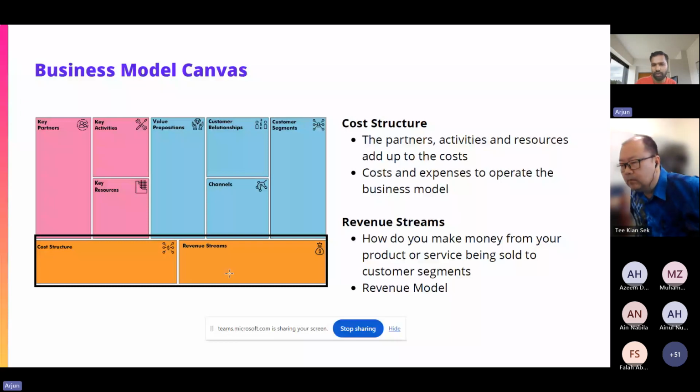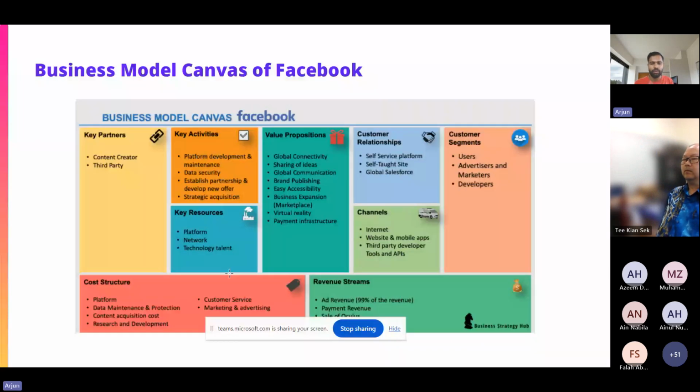Now let's have a look at the business model canvas of Facebook for a quick example. Maybe you all use Facebook, Instagram, or other social media platforms. LinkedIn is there. So you all use these social media platforms. Basically, who are the customer segments? The customer segments are users like us, advertisers, marketers, developers. You also see a lot of advertisements on all of these social media platforms, right?